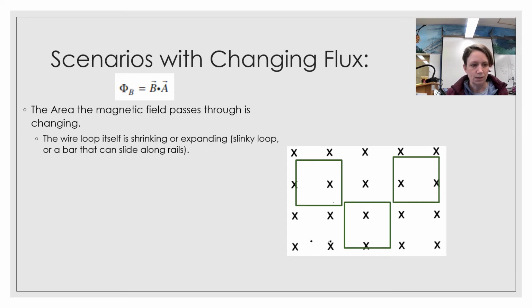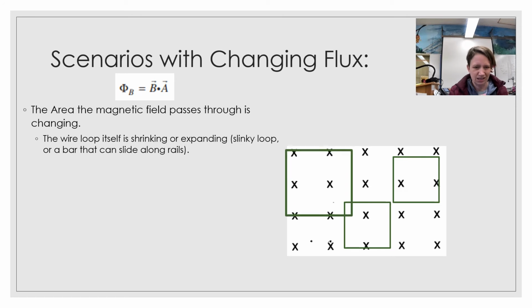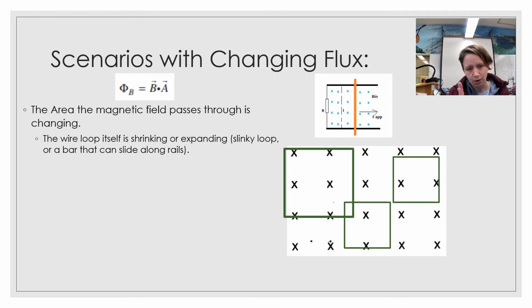The wire loop itself could be expanding or contracting. Sometimes they make wire loops out of slinkies, or they have that bar sliding along the rail. So this is like somehow I'm stretching my loop. That's obviously going to change the flux. Or I have that bar moving along the rails. That changes the size essentially of the loop, and that will also be a changing flux situation.